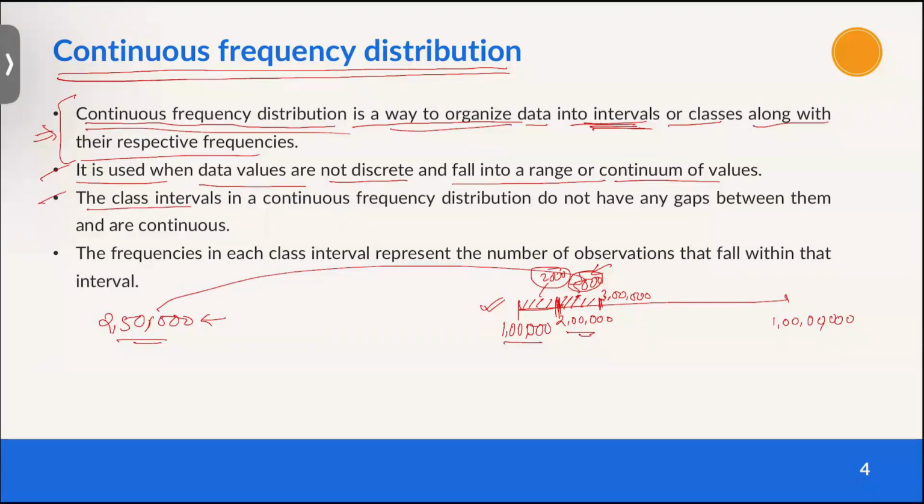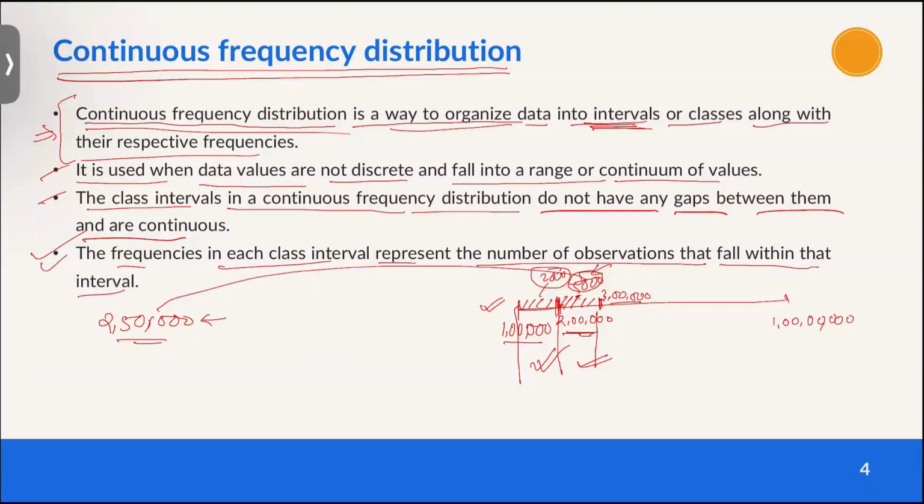So the class of intervals in a continuous frequency distribution do not have any gaps between them and are continuous. You can see there is no gap between them. There is no discrete points. Everything is continuous. So all values between 2 lakh and 3 lakh will fall in between these two range, right? Similarly, all values between 1 lakh and 2 lakh will fall in between these two range. The last point here says that the frequency in each class interval represents the number of observations that fall within the class interval. So I hope you know this.